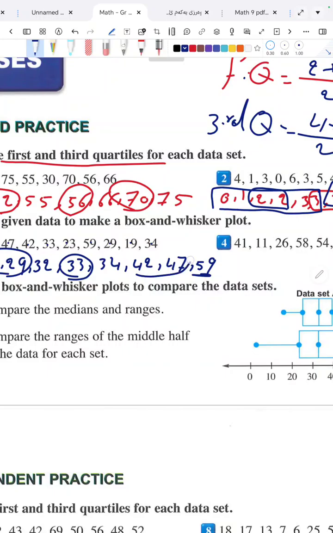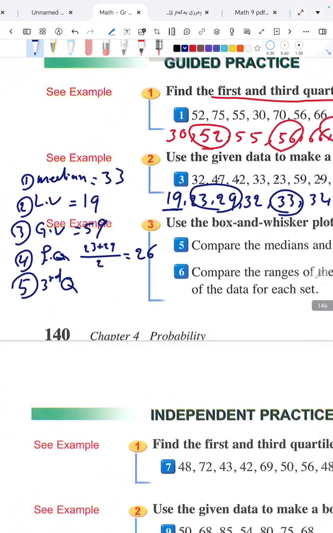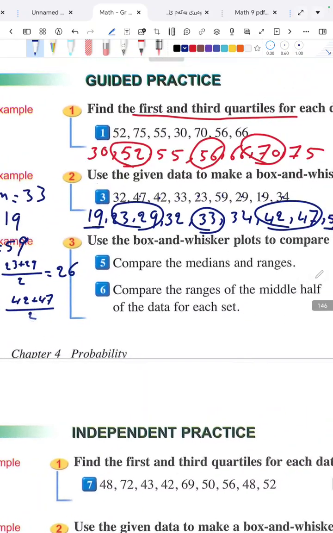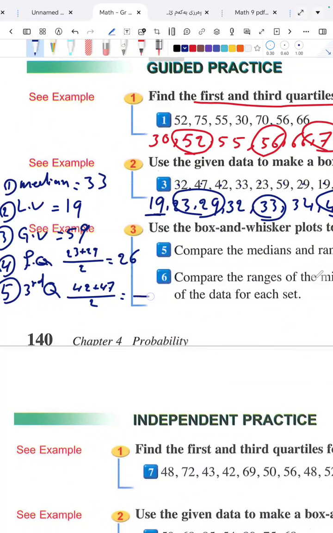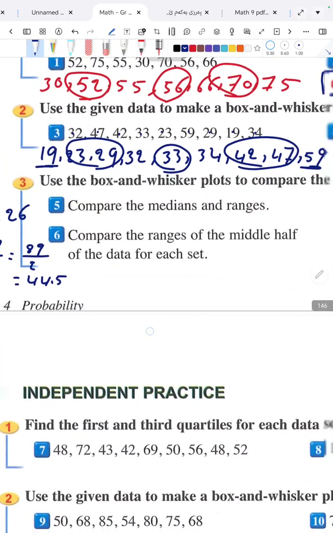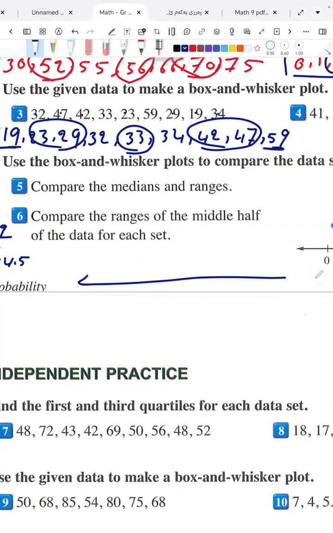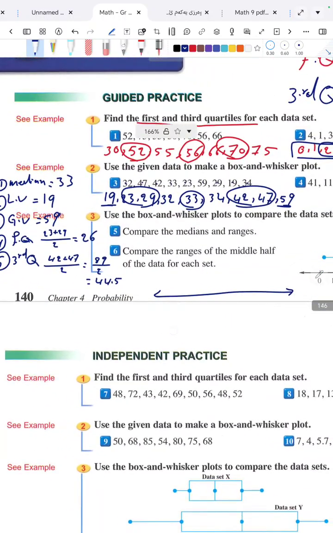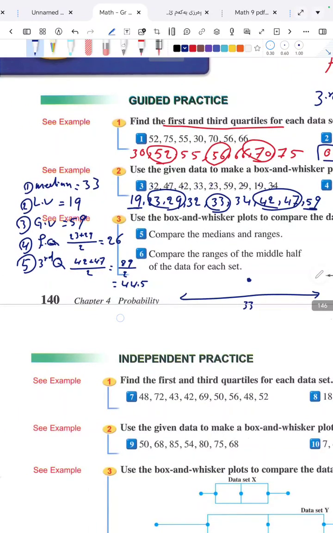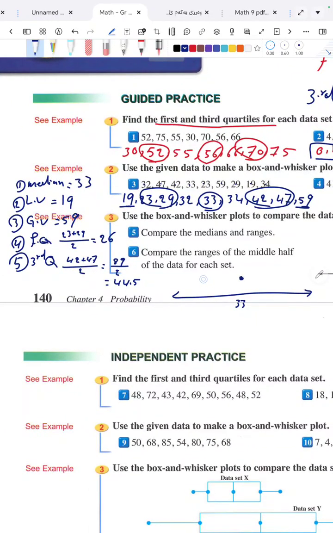For the third quartile you have 42 plus 47. 42 plus 47 divided by 2 equals what? 89 divided by 2 equals 44.5. Now you can draw a box and whisker plot. You can mention only the numbers that you have. For median you have 33.